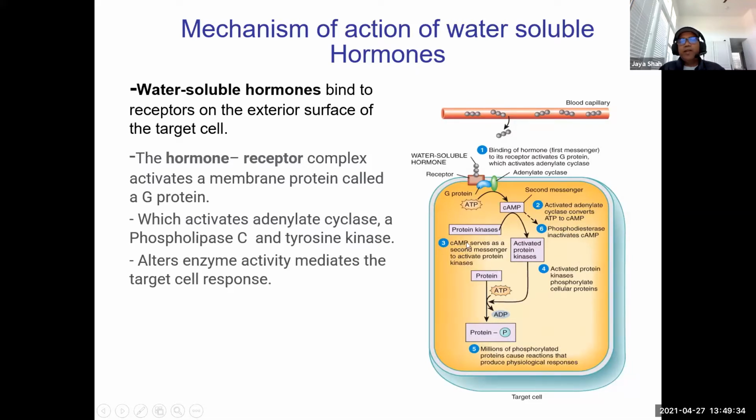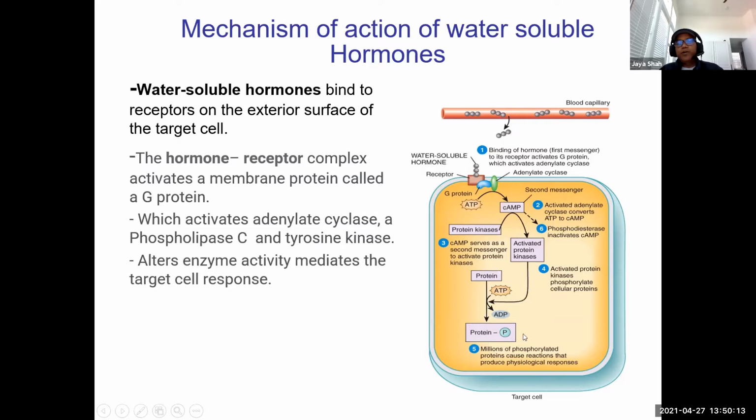Now, what does cyclic AMP do? Cyclic AMP serves as a second messenger to activate protein kinase. You see protein kinase. Protein kinase is another enzyme inside the cell. That enzyme is activated, and activated protein kinase then phosphorylates cellular protein. So now cellular protein is getting phosphate molecule from this ATP because this ATP is converting into ADP. So it is getting phosphate.